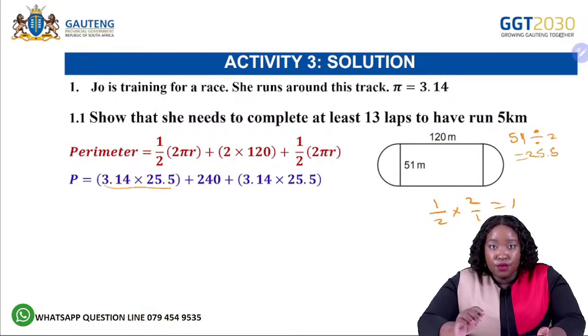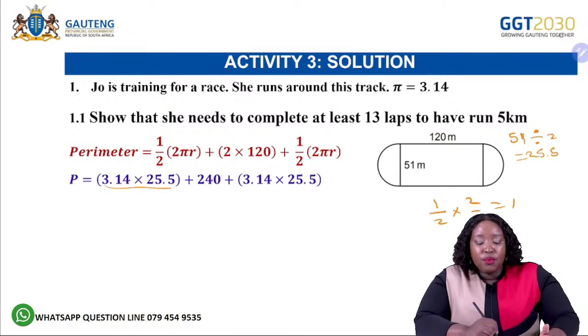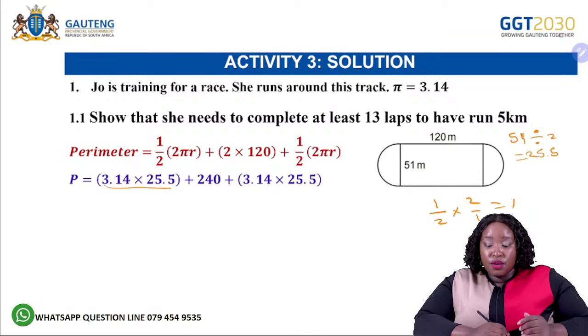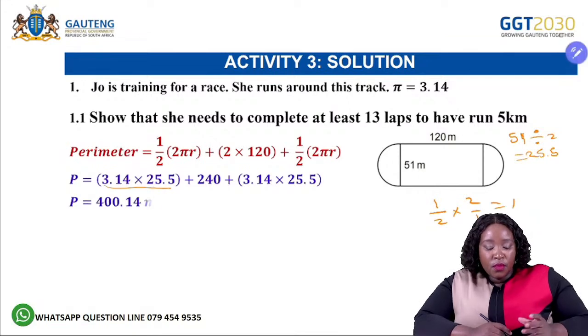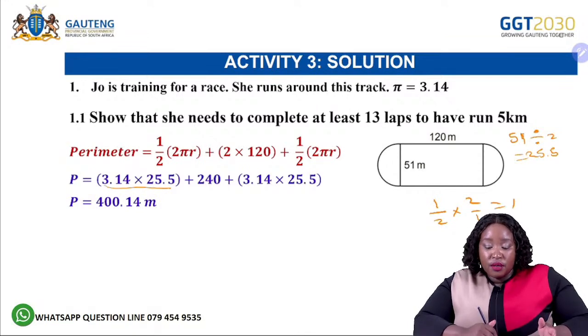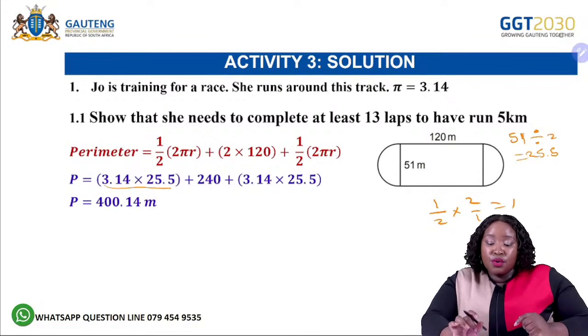All right, so you've got that. Okay, then we add 240 and then we do the identical semicircle on the other side. Then we get the perimeter of this track to be 400,14 meters. All right, I haven't rounded off to a complete number because there's still more work for us to do.